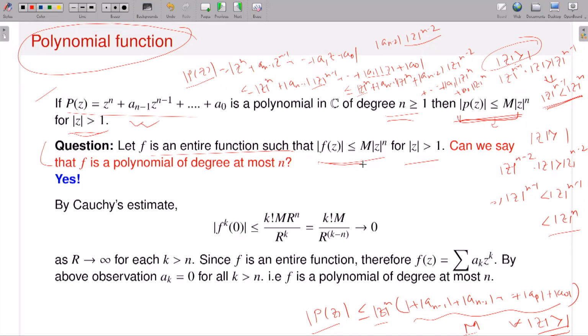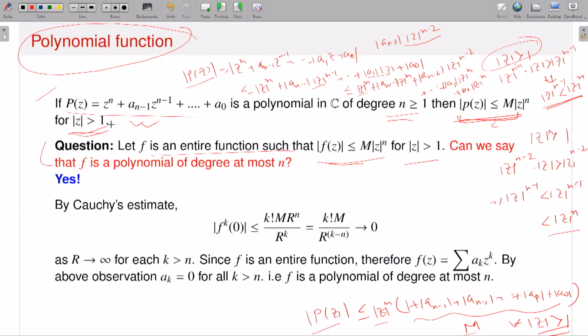So what I'm doing is that I'm starting with a polynomial of degree n greater or equal to 1. Then I convince you that if I estimate that polynomial, I can have a constant M, independent of z, such that modulus of p of z is lesser or equal to some constant M times mod z to the power n, and that is true for mod z greater than 1. So that I just explained. Now I am asking the converse of it.